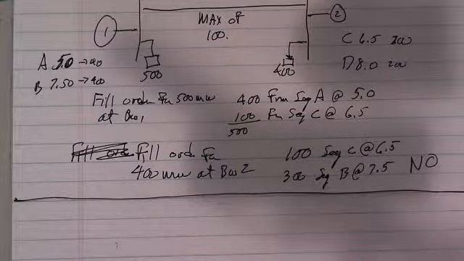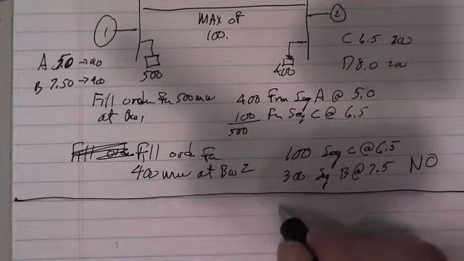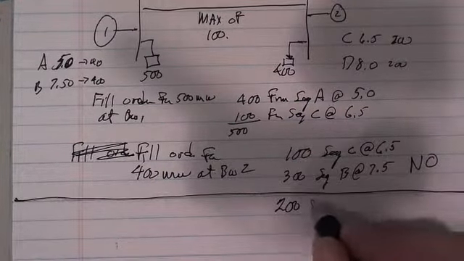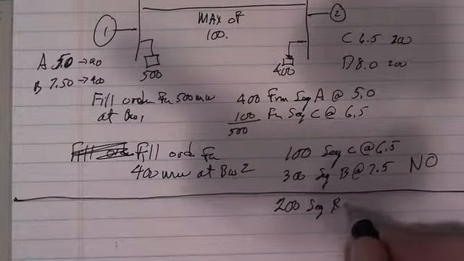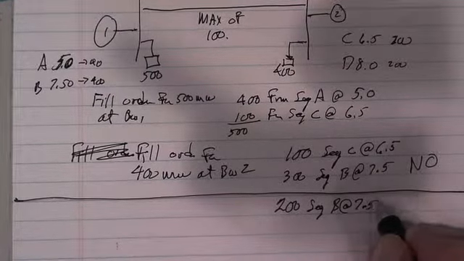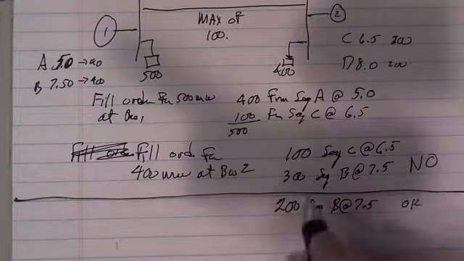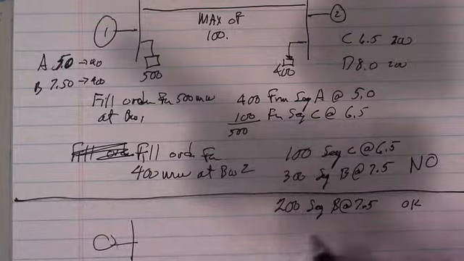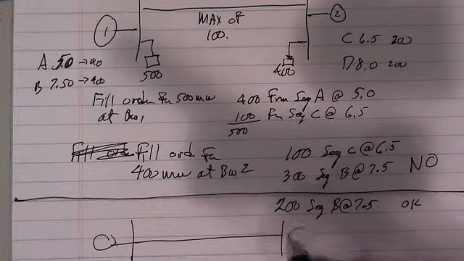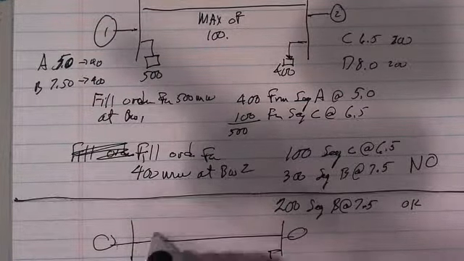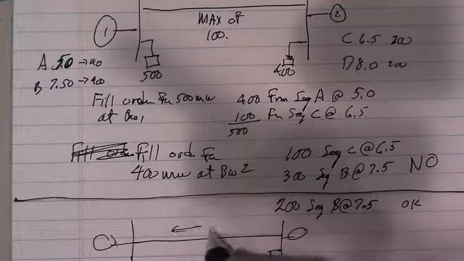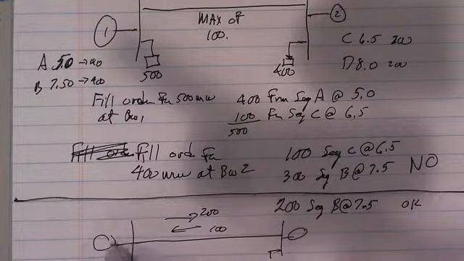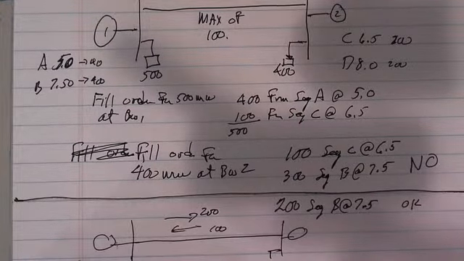You say, okay, well, what can I do? Well, I'll buy 200 from segment B at 7.5, and that's okay. And I now have my loading at that point. I should have just kept redrawing this thing. I've now got 100 going this way and 200 going that way. That's it. So he is supplying what?